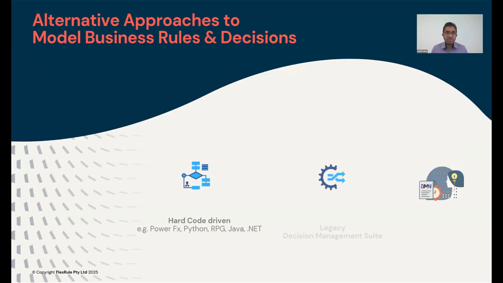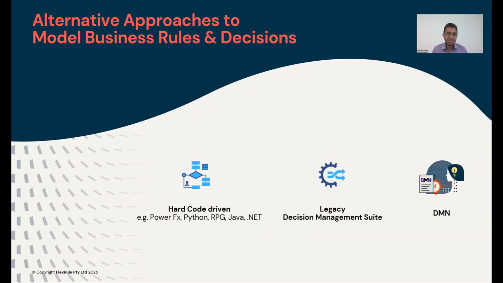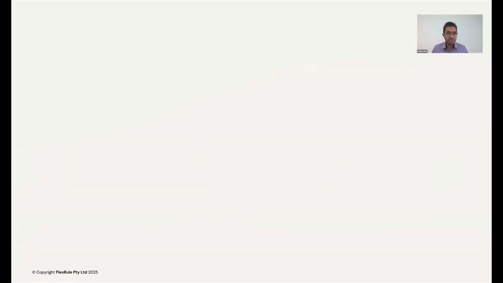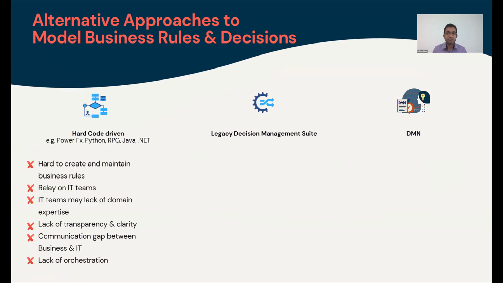So let's have a look at when you want to model business rules and decisions, what are the alternative approaches you have? The first approach, of course, is hard coding. Secondly, you can use the legacy decision management suite, such as a business rule management system. Thirdly, you can use DMN. So let's have a look at the first approach, which is hard coding.